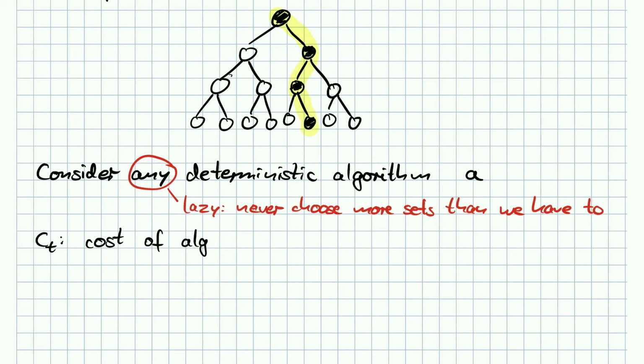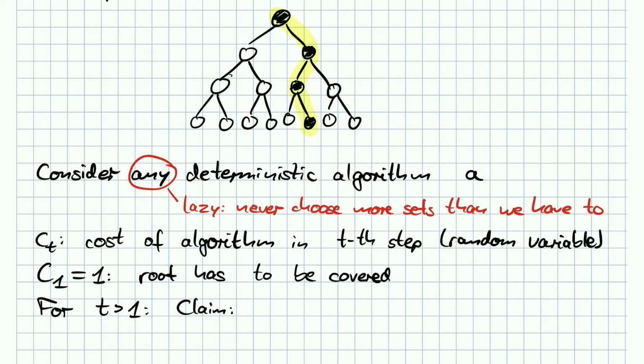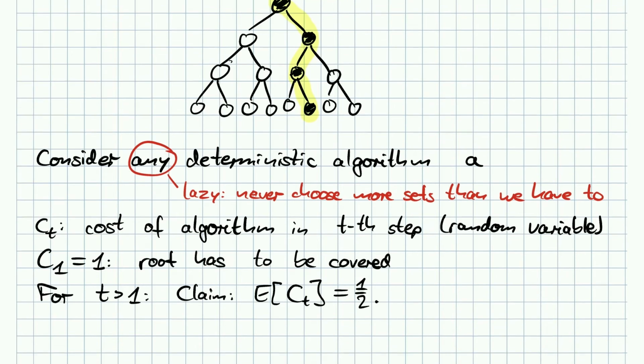So we call C_t the cost of the algorithm in the t-th step. This, of course, is a random variable. We have C_1 equal to 1 because the root has to be covered. And for t bigger than 1, we claim now that the expectation of C_t is exactly a half.